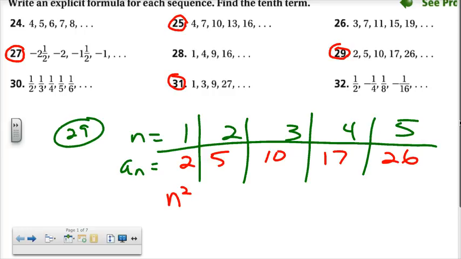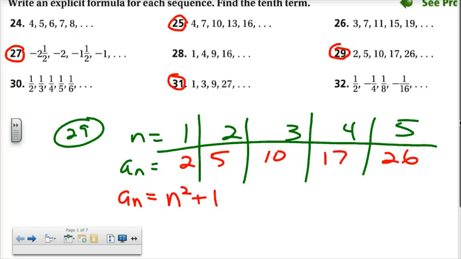So 1 squared would be 1, and I'd have to add 1 to get the 2. 2 squared would be 4, and I'd have to add 1 to get the 5. 3 squared would be 9, I would add 1 to get 10. 4 squared would be 16, I'd add 1. 5 squared, 25, add 1. Now, that one, while I was writing down the 2, 5, 10, 17, and 26, I was thinking to myself, wait a minute, these are 1 away from the perfect squares.